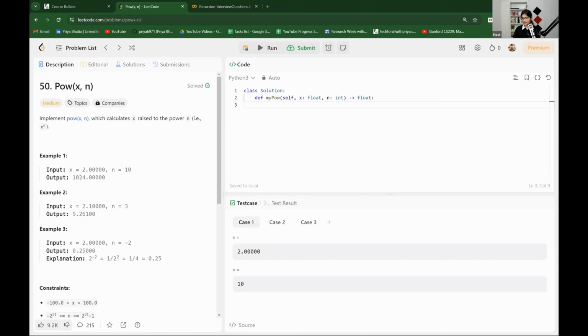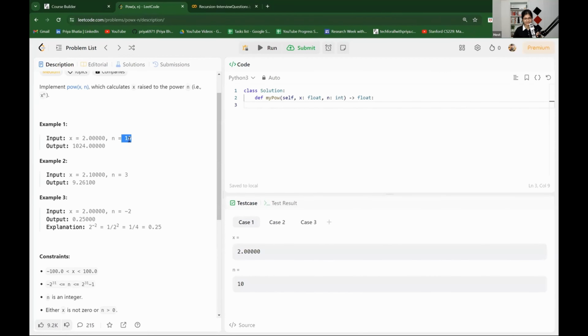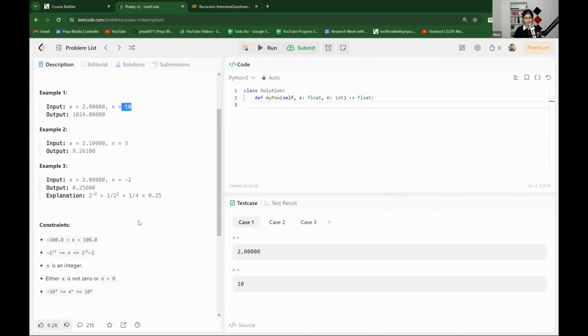I want everyone to open this problem on their platform. Implement this, which calculates x raised to the power n. X is given, n is given. Same problem which you can see. But here, if you observe, they're taking a negative value also. For example, when the value of n is -2, what we're expecting is the answer is 0.25.